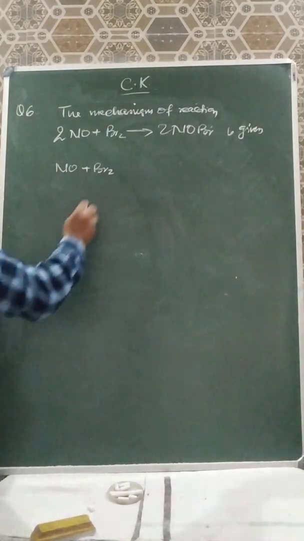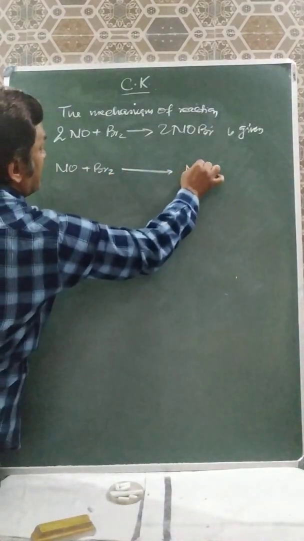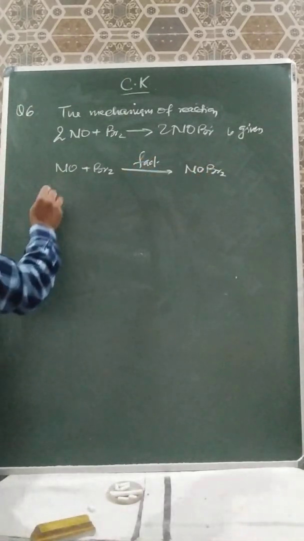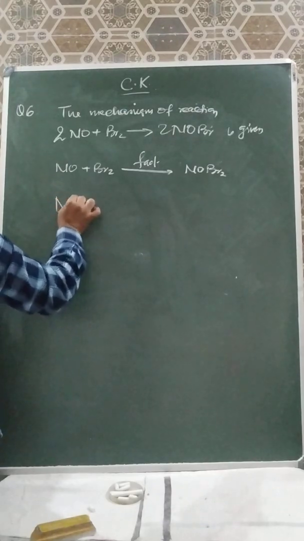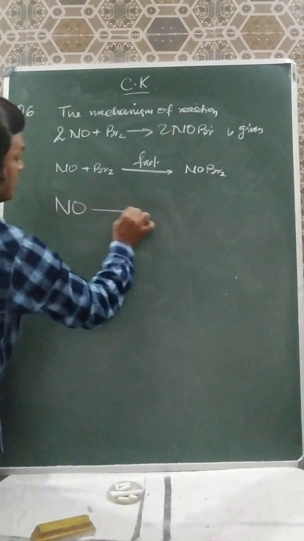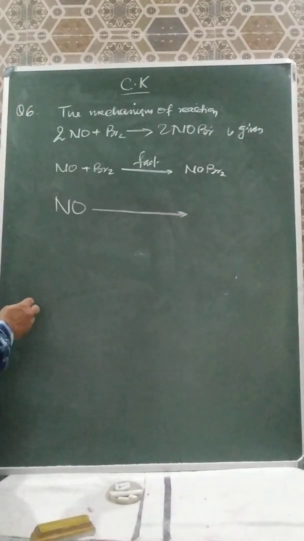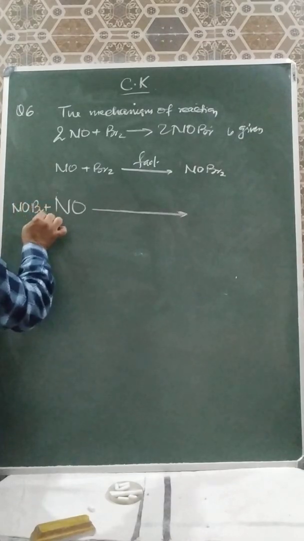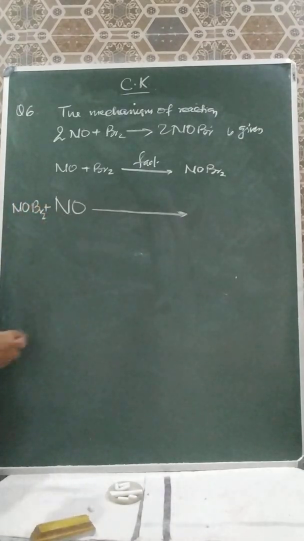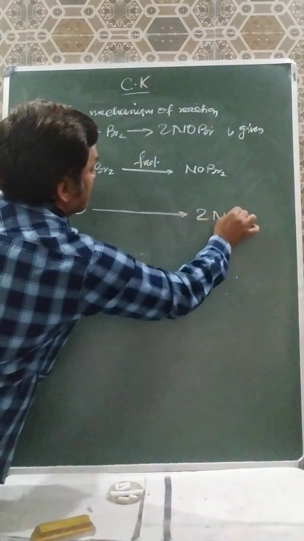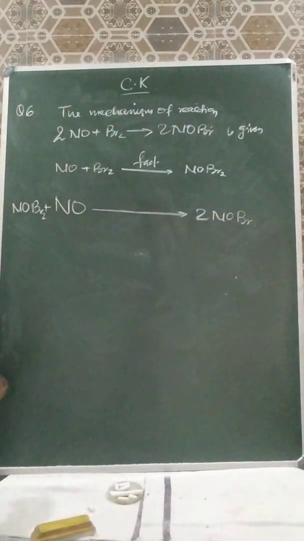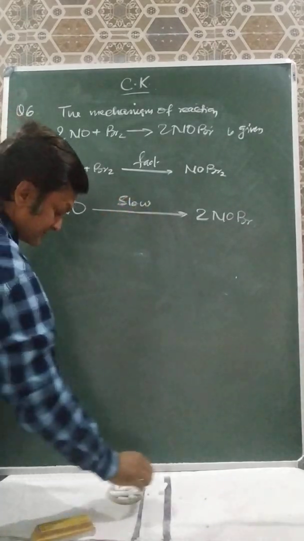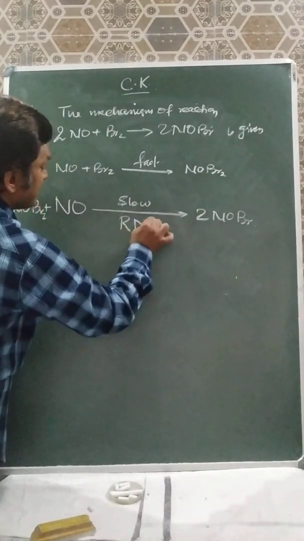NO plus Br2 gives NOBr2. This step is fast. Second step: NOBr2 plus NO gives 2NOBr. This is slow. Slow means it is the RDS, rate determining step.